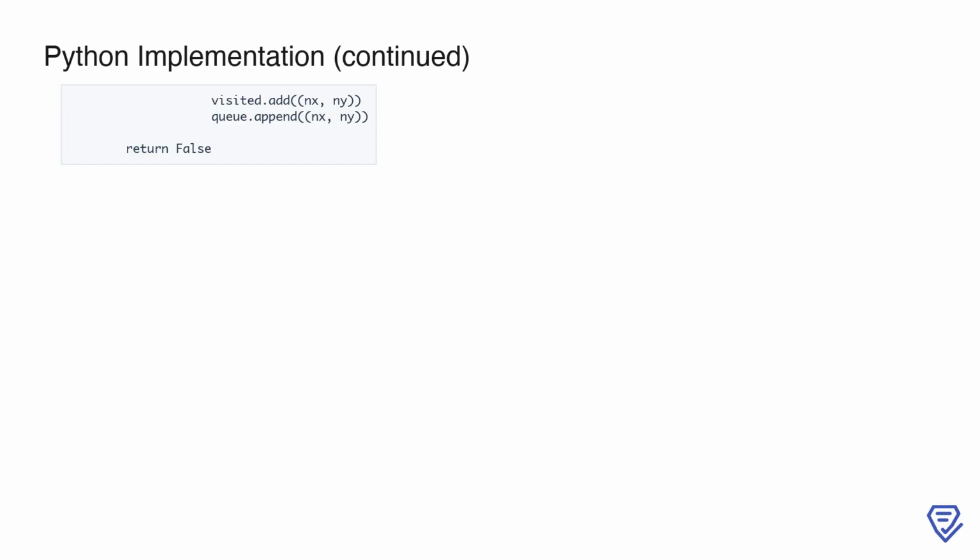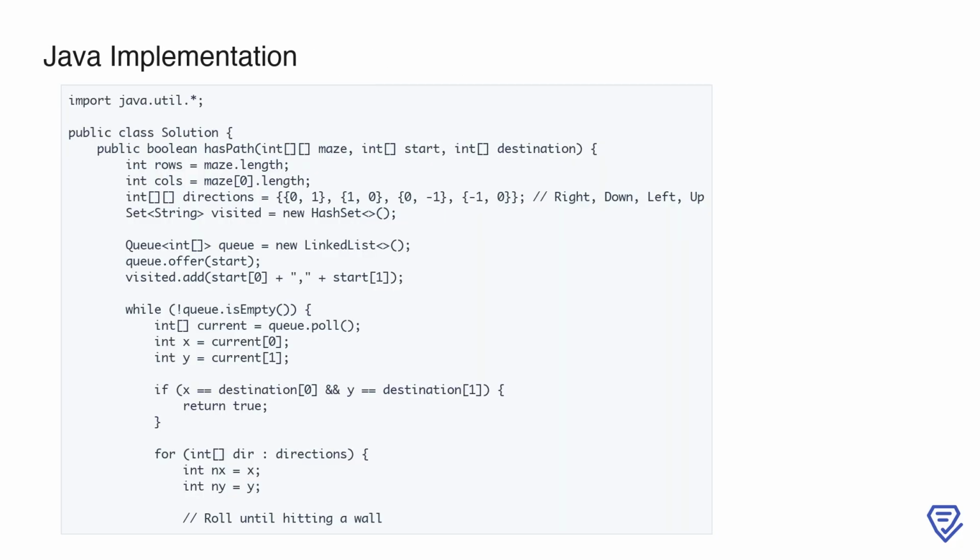The visited set prevents infinite loops by avoiding revisits, and the can_roll function effectively handles the unique rolling behavior of the ball in the maze. This completes the Python implementation of the solution. Here, we begin with the Java implementation of the maze problem. First, we import the necessary libraries, including java.util.*, to use data structures like queues and sets.